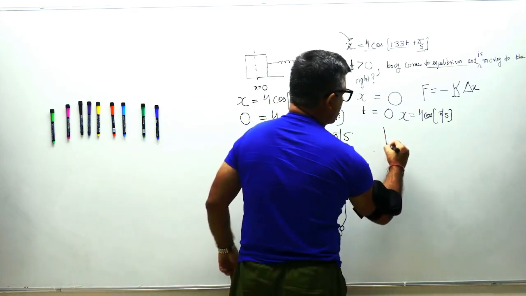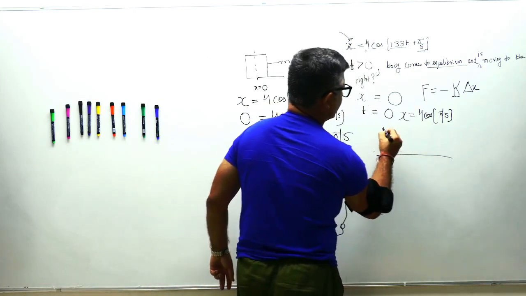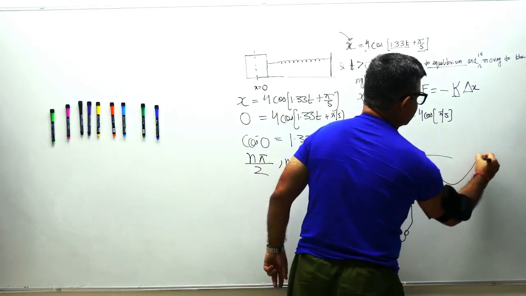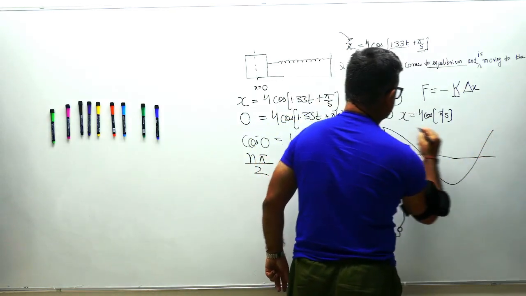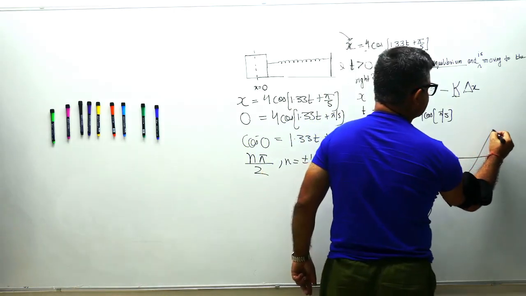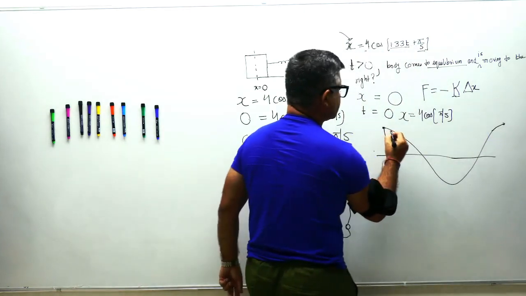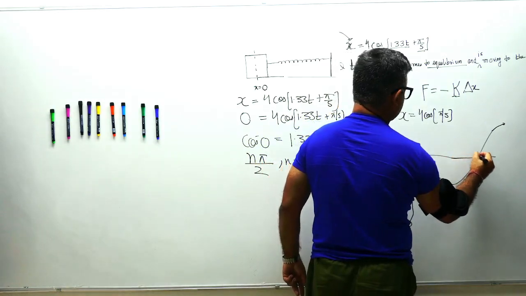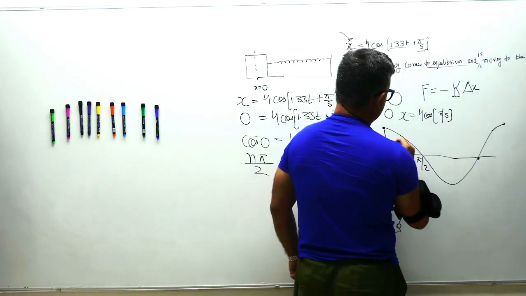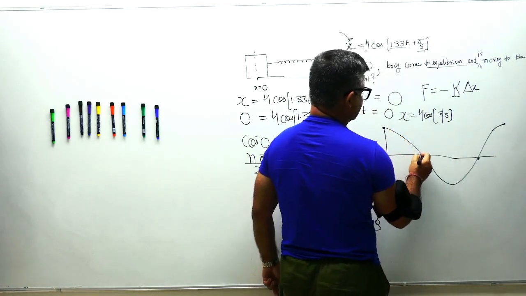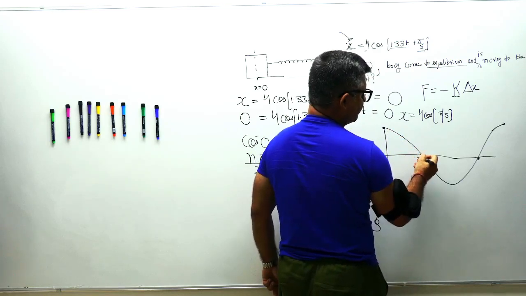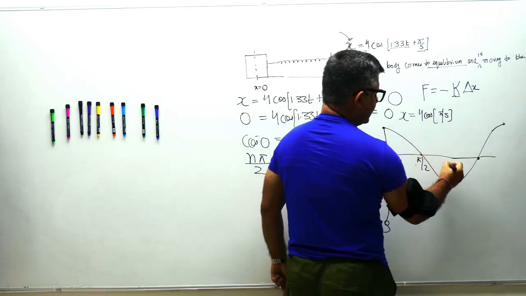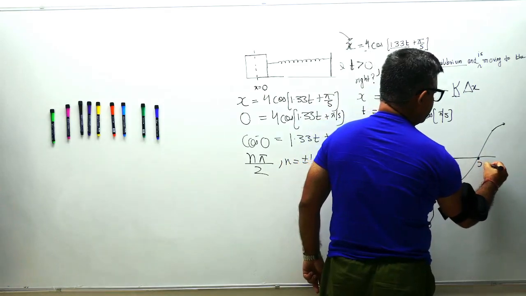So if you have a cosine graph like this, this is what happens. This is a point which is pi by 2. Cos pi by 2 is 0, and then you have another point at 3 pi by 2.